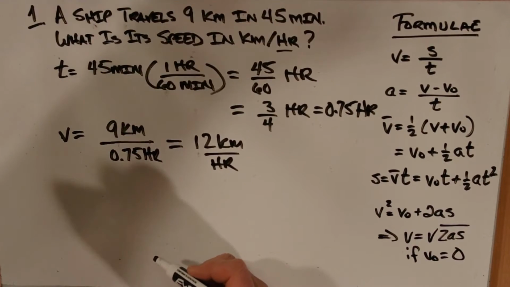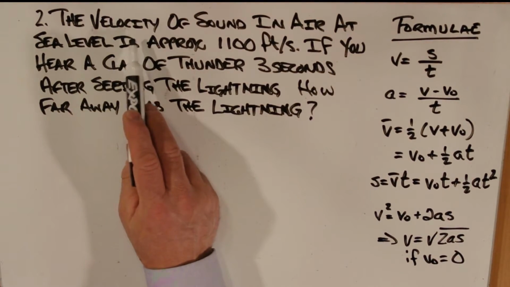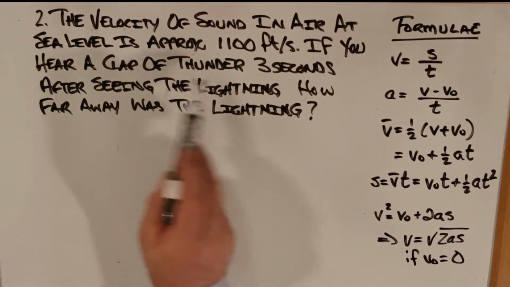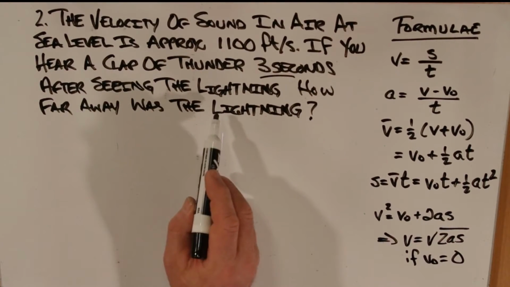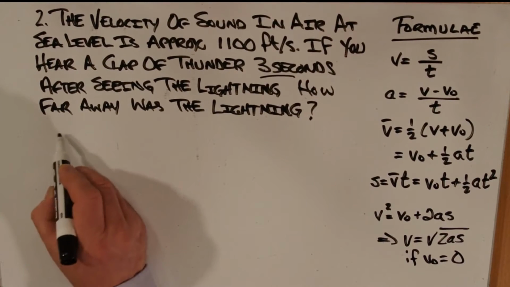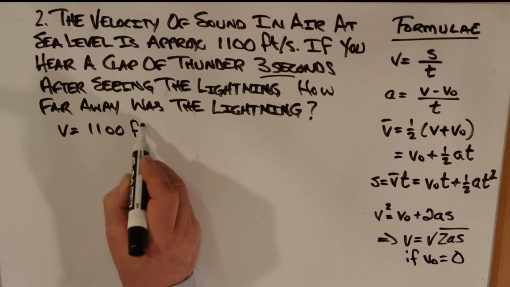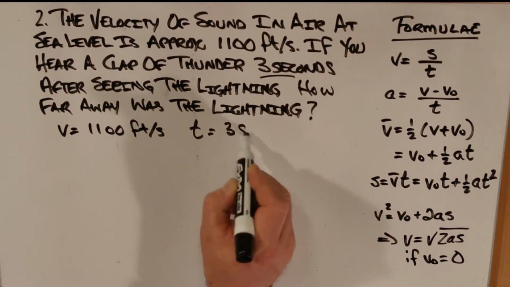The second problem, the velocity of sound in air at sea level is approximately 1,100 feet per second. And it asks, if you hear a clap of thunder 3 seconds after seeing the lightning, how far away was the lightning? We're given V as 1,100 feet per second and T, time, as 3 seconds. We're asked to find S.